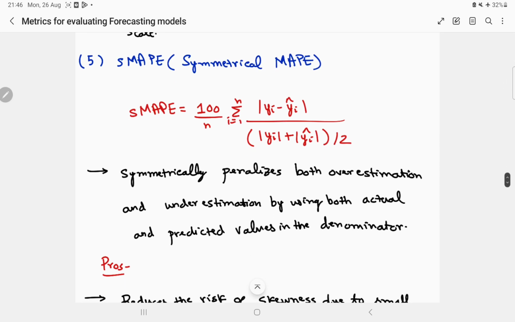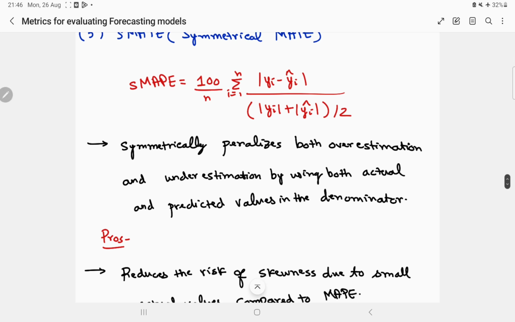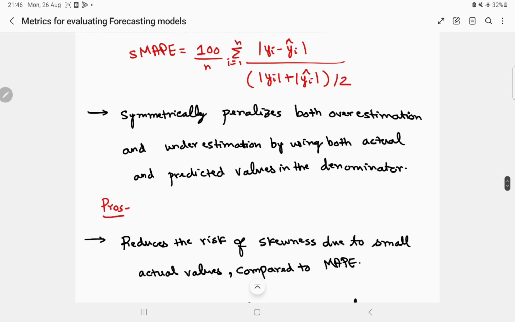The next one is sMAPE, or symmetrical MAPE, which tries to address some of the limitations of the vanilla or the plain version of MAPE. So sMAPE is given as 100 over n, summation i goes from 1 to n, absolute value of (yi minus yi hat), and then in the denominator you have the average of your actual value and your predicted value, that is (yi plus yi hat) over 2.